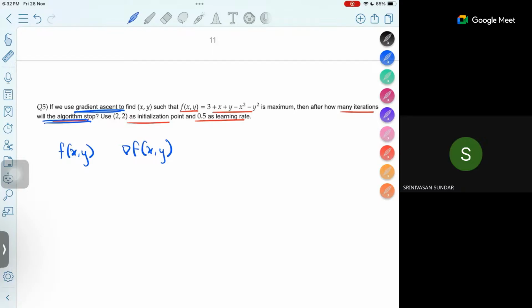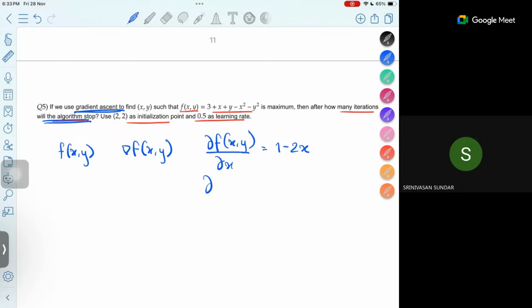Okay, so del f of x comma y. For this, let's just take the derivative of f of x comma y with respect to x first. Basically you treat everything else as constant, which means we only have the x term and the minus x square term. So this just becomes 1 minus 2x.